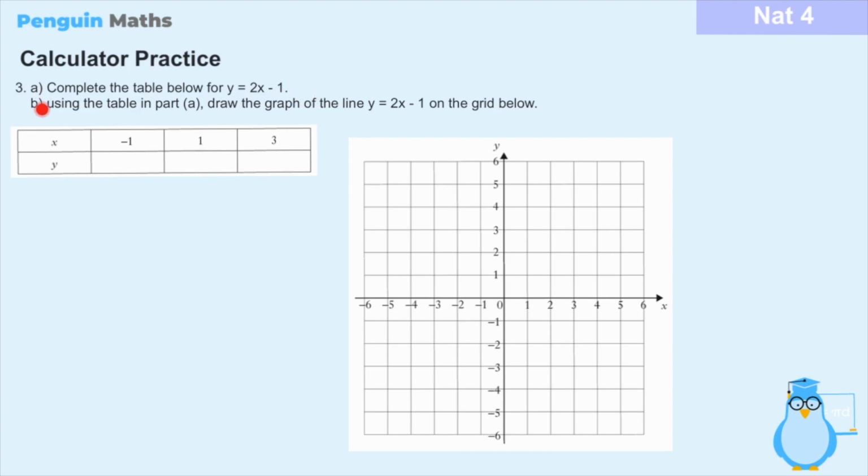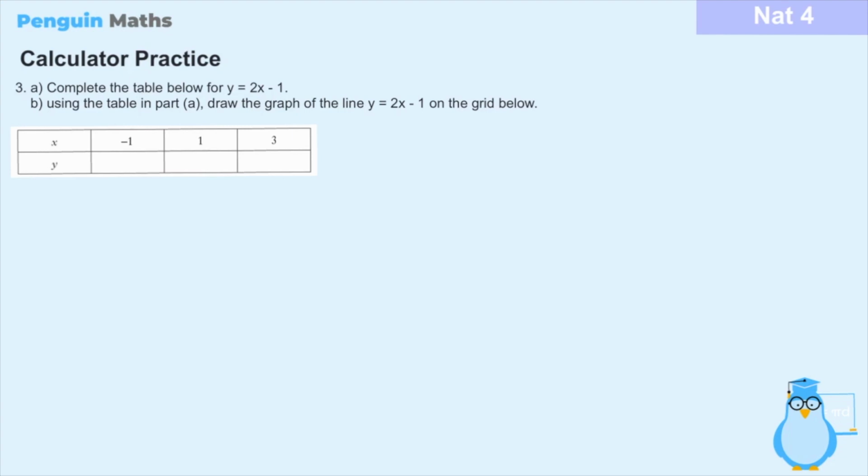And now for part B, we're asked to use the table and then draw the line of y is equal to 2x minus 1 on the grid below. So let's just focus on part A at the moment and focus on completing this table that we have here. We're told that we have a straight line, and the equation for this straight line is y is equal to 2x minus 1. And this table asks us to fill out the values for y when it gives us certain values for x. So we have when x is minus 1, x is 1, and x is 3.